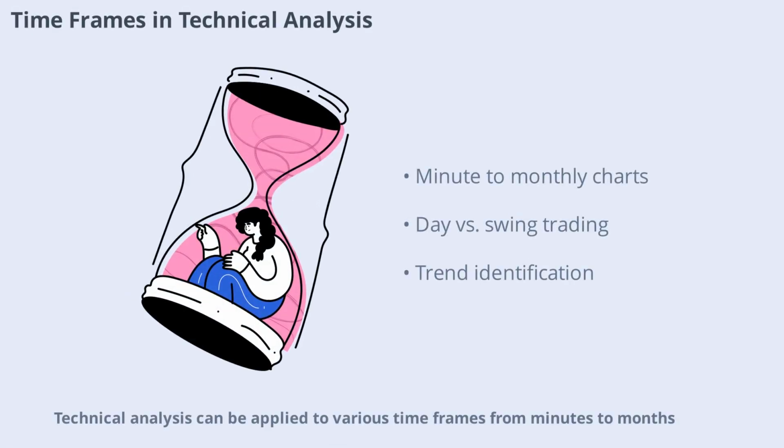Technical analysis can be applied to various time frames, from minutes to months. Day traders might focus on minute-by-minute charts, while swing traders look at daily or weekly trends. The chosen time frame depends on your trading style and goals. Shorter time frames can capture quick price movements, while longer ones help identify broader trends. Understanding how to select the right time frame is key to successful technical analysis.